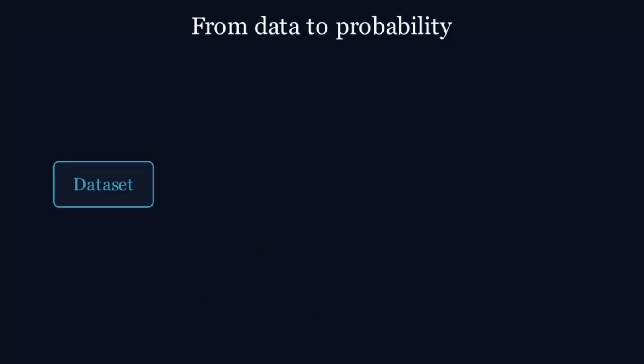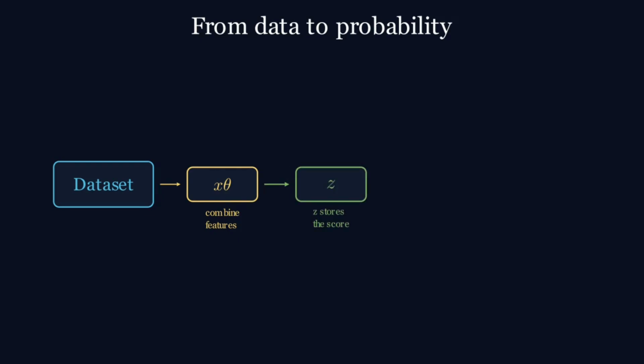At its core, logistic regression is really just an extension of linear regression. We take our dataset, multiply it by the parameter vector theta, and produce a score. The problem with this is that the score can be any real number, but probabilities need to be between 0 and 1. And that's exactly why we introduced the sigmoid function.